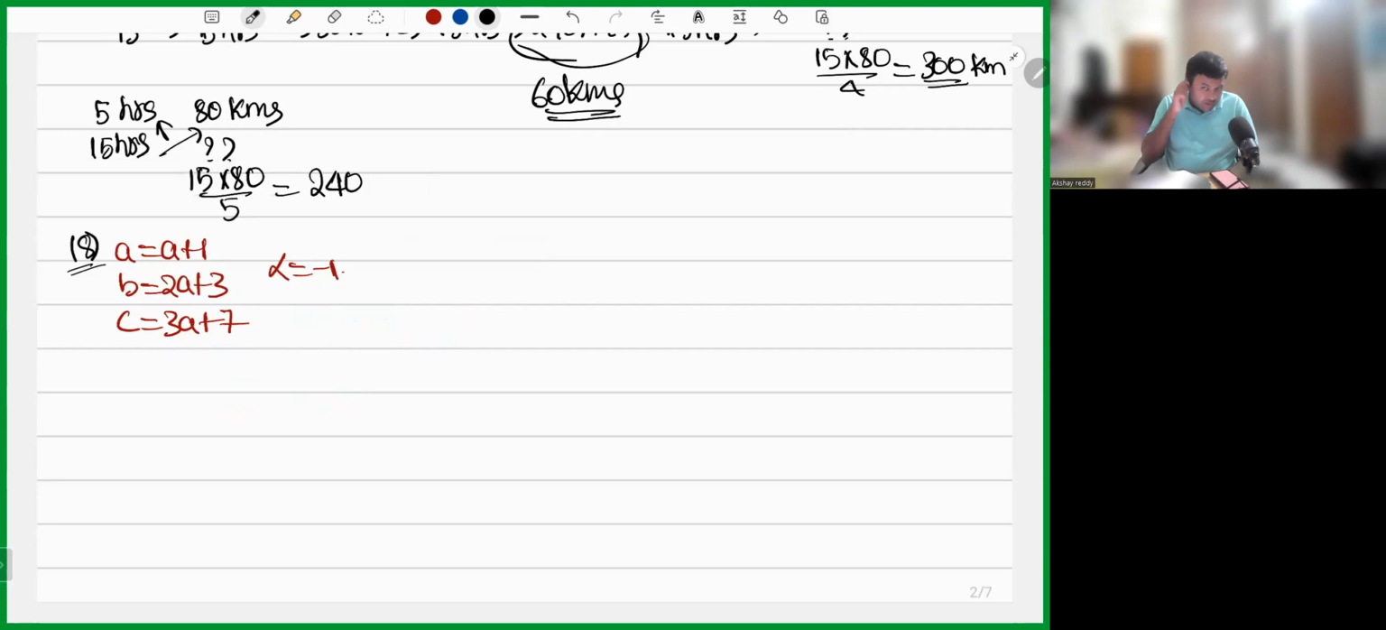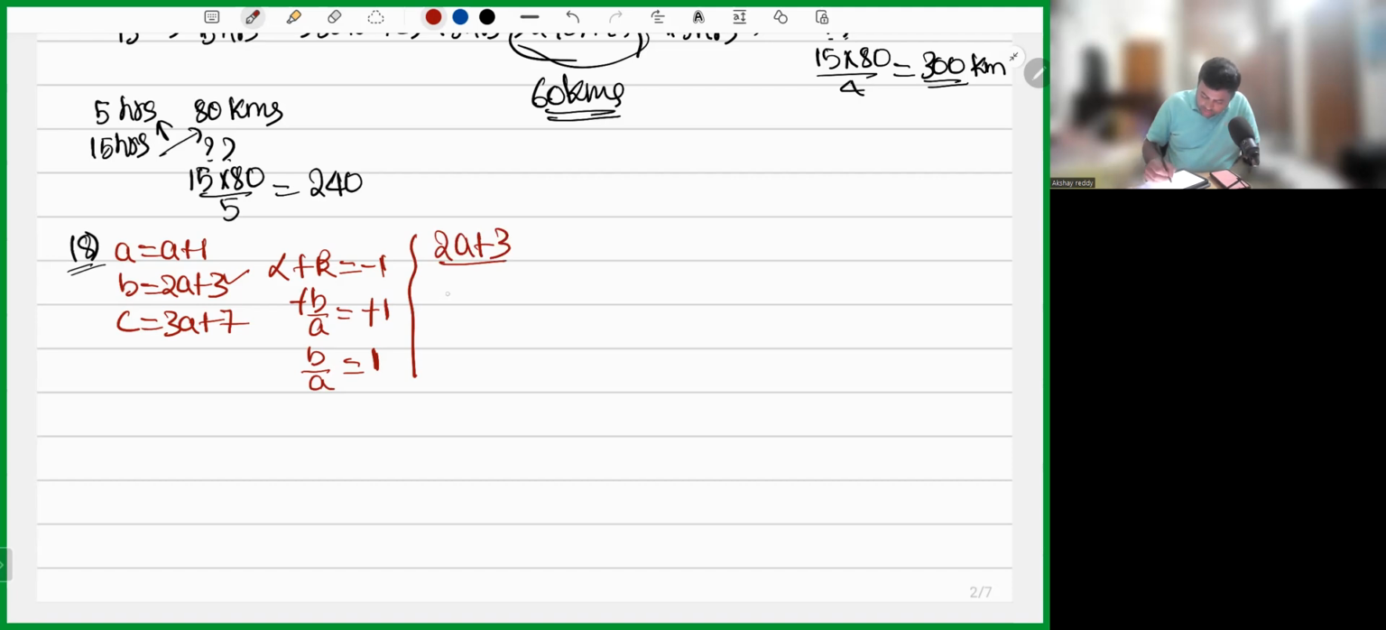A value is given, B value is given. It's not alpha, sir. It is alpha plus beta. I hope sum is given. Yes, sir. Sum is given. Alpha plus beta is equal to minus 1. Now, my dear friends, what is the sum of roots? Minus b by a. Minus b by a is equal to minus 1. Minus minus cancel. B by a is equal to 1. B is 2a plus 3, and a is a plus 1, is equal to 1.